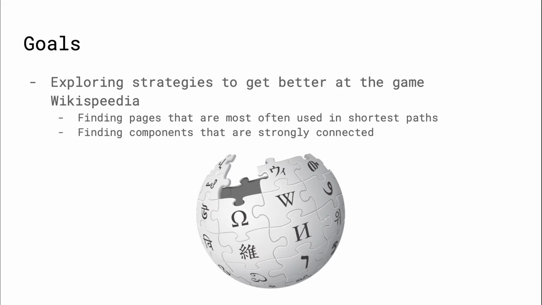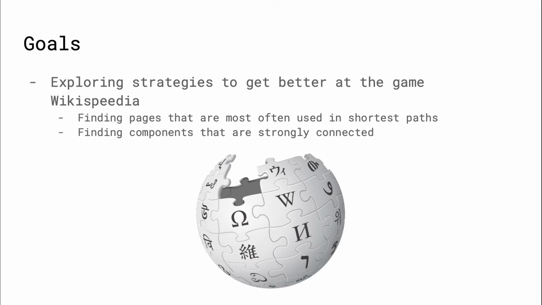We wanted to find the best strategy to win this game for any two destination and start pages. To do this, we wanted to explore different algorithms that will let us find an optimal strategy. One of the algorithms would help us find which pages are most often used in our shortest paths. This will let us find a page that maybe we want to get to in order to reach our destination because it's used many times in the most optimal path.